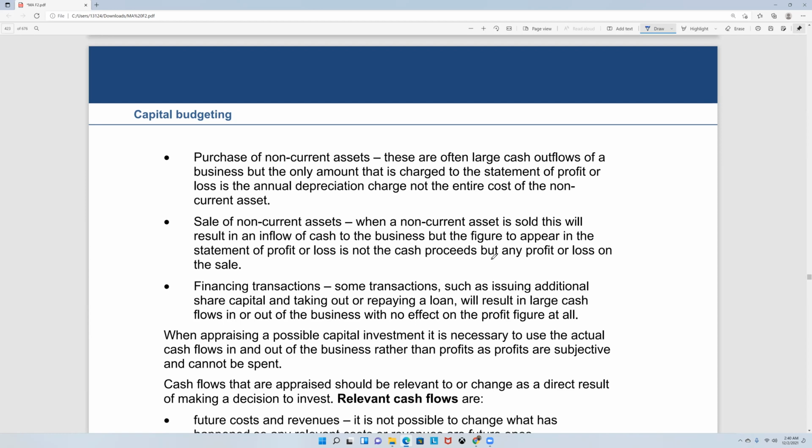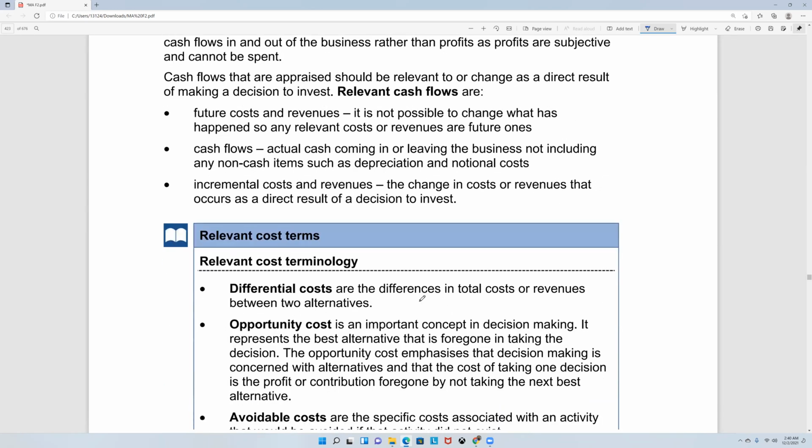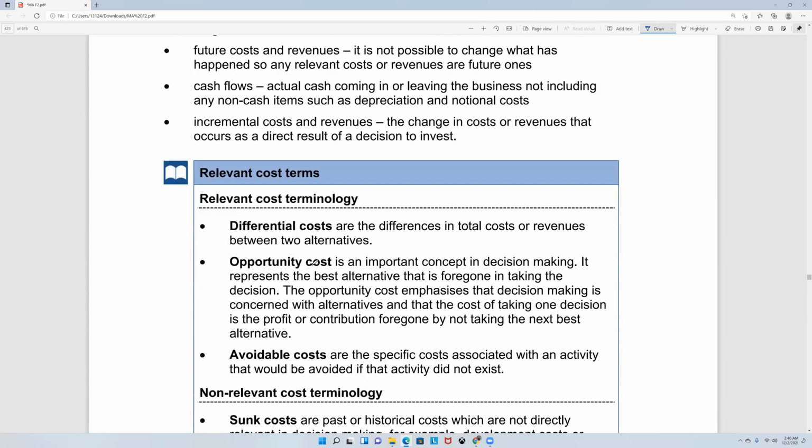Now, when we talk about relevant cash flows, those are the cash flows which are going to affect the decision of the business. Those cash flows which are not going to affect the decision of the business are considered non-relevant cash flows and would not be taken into consideration at all. So we'll be talking about relevant cash flows itself.